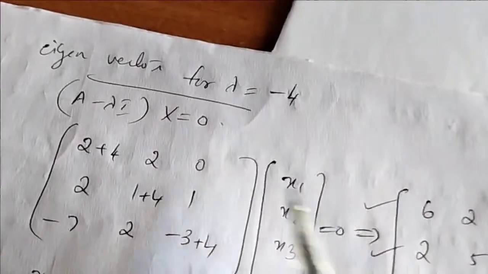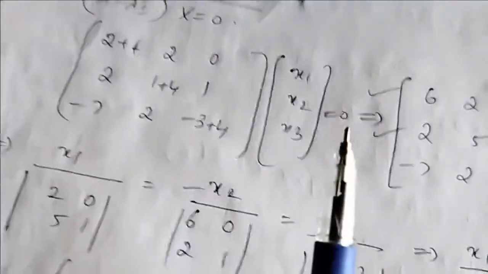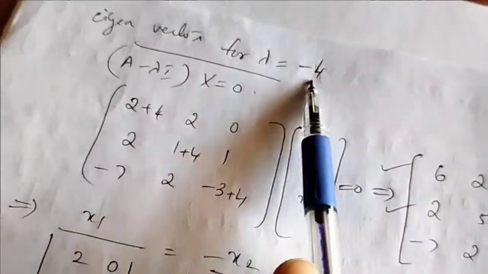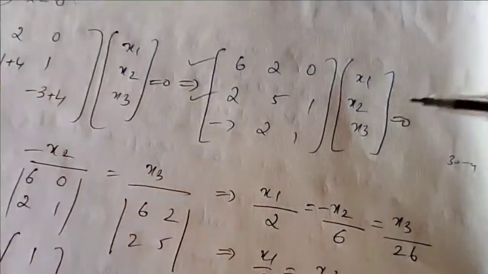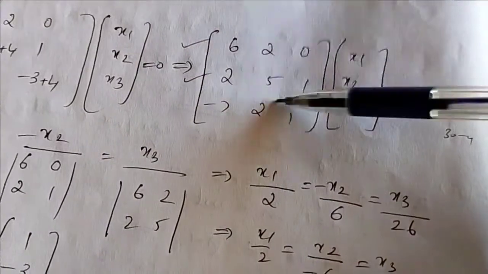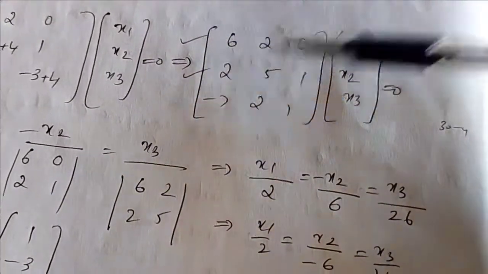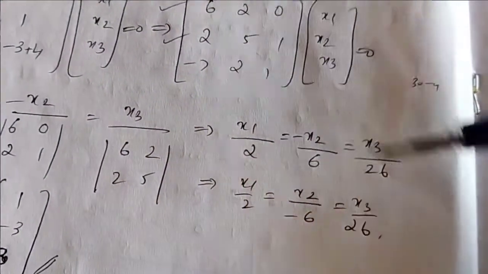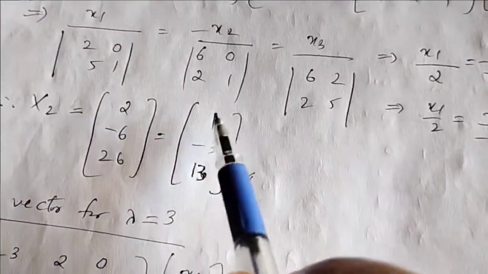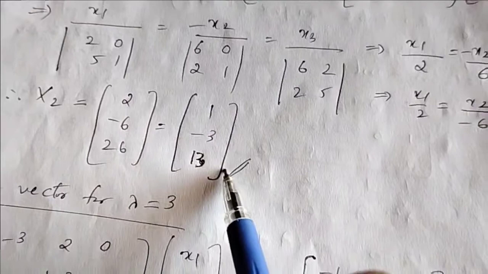If lambda is minus 4, (A minus lambda I) into x is equal to 0. This implies subtracting minus 4 from the diagonals, that is adding plus 4. So similarly, we can choose the first and second rows. x1 by the first minor, minus x2 by the second, x3 by the third, that is 2, minus 6, 26. Or we can divide by 2 as a common factor. Okay, 2 is the common factor, so it is 1, minus 3, 13. This is the second eigenvector.